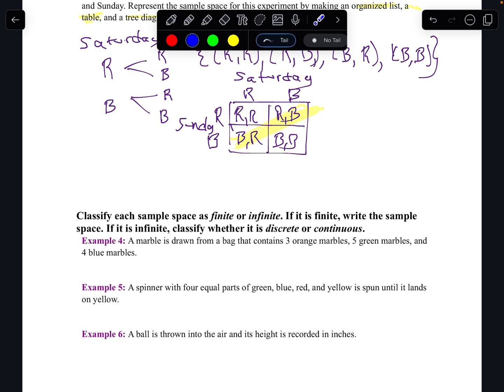Now, if we take a look at our next examples, I want you to classify the type of sample space. So I want to say if it is finite or infinite. If it's finite, I want to write it out. If it's infinite, tell me it's discrete or continuous. We got to do two things. So first of all, a marble is drawn from a bag that contains 3 orange marbles, 5 green marbles, and 4 blue marbles. Notice that is going to be a finite. I can list out that sample space. Now I don't care about the order here. What could I draw from the bag? Well, I could draw an orange marble, a green marble, or a blue marble.